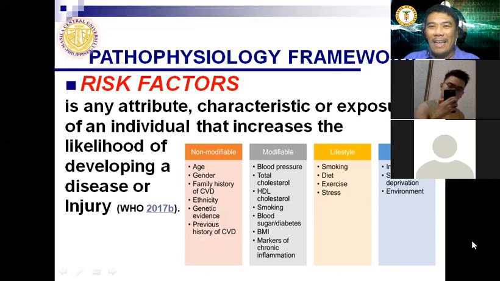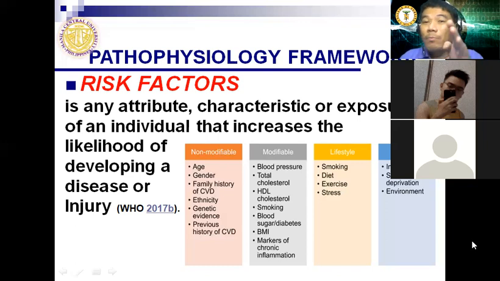Diet, usually nutritional management. Usually when you say high fat, high cholesterol intake, don't put high fat, high cholesterol intake in modifiable risk factor just like that. How will you justify it as a modifiable risk factor? Always take into consideration that it is under lifestyle.